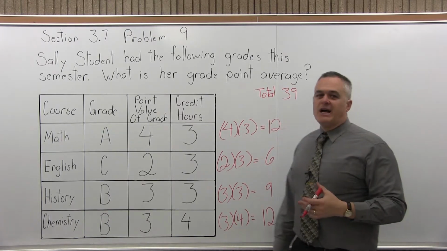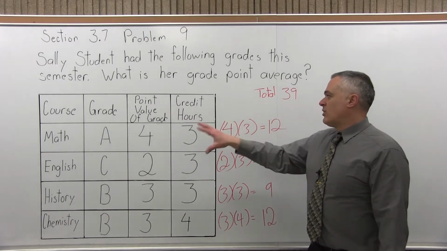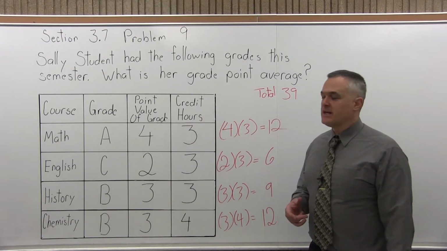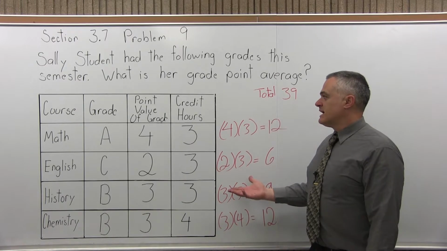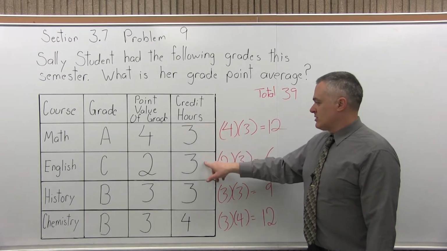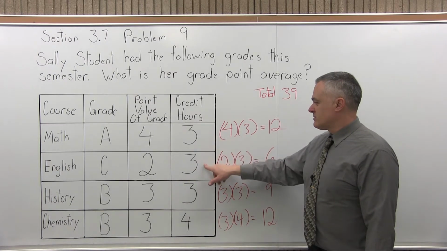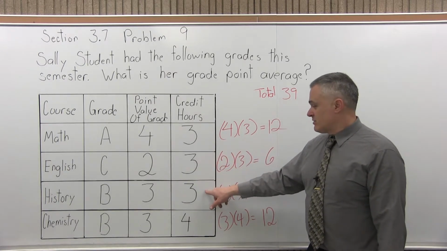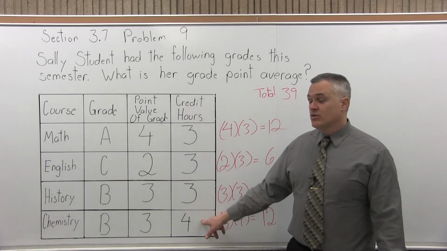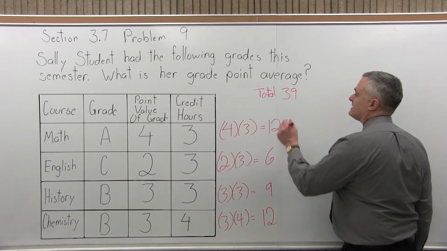Now you have to divide that total of your point value for the grade times the credit hours by the total number of credits. So how many credits did Sally student take this past semester? You would total up the number of credits. 3 plus 3 is 6. 6 plus 3 more is 9. 9 plus 4 is 13. So there were a total of 13 credits attempted.